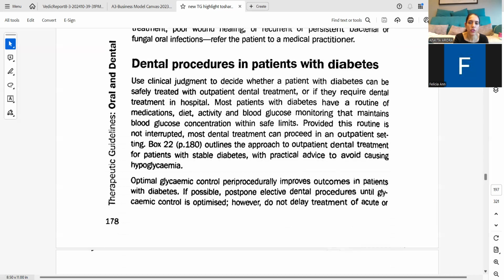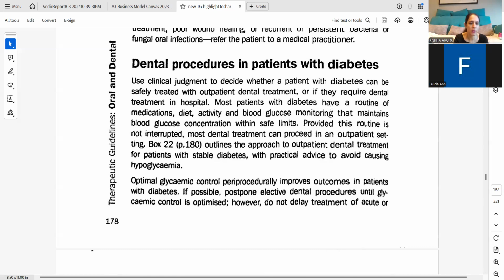Then we have dental procedures in patients with diabetes. Use clinical judgment to decide whether a patient with diabetes can be safely treated with outpatient dental treatment, or if they require dental treatment in hospital. This is a very critical judgment criterion they are asking you to pay attention to, that some diabetic patients we might need to refer to hospital for treatment.